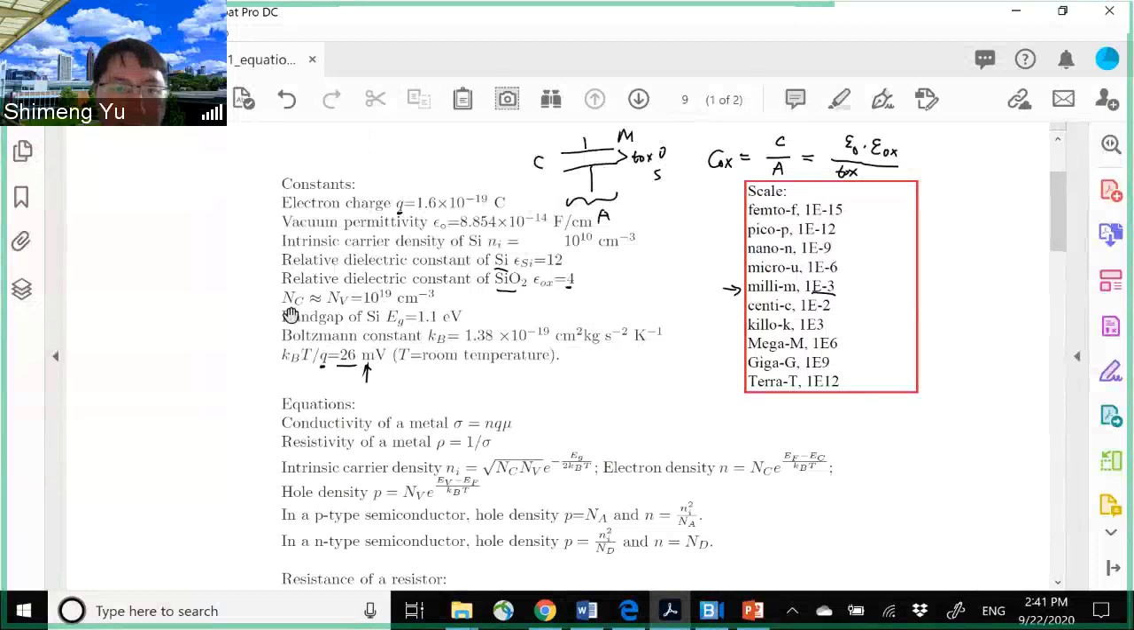And then in this class, we assume Nc equals Nv equals 10 to the power 19 per centimeter cube. This is the effective density of states in the conduction band and valence band. So use that to calculate the electron density or the hole density. And for silicon, the band gap Eg is 1.1 electron volts. So any questions here? You will refer to those numbers if you need to calculate something in the exam.